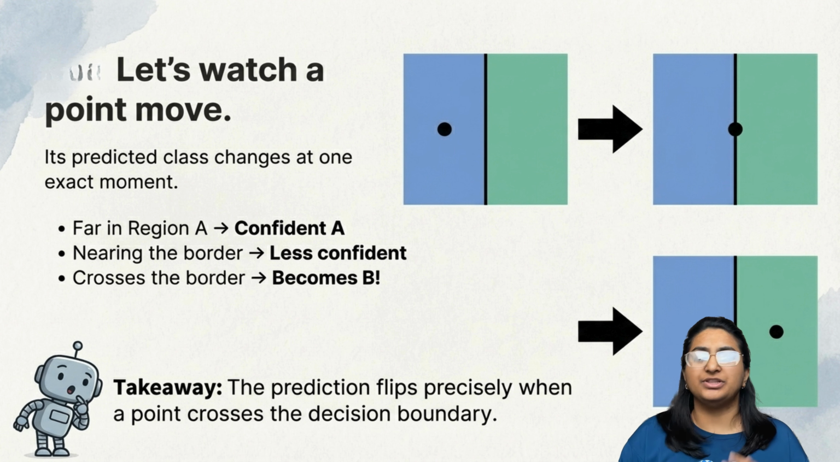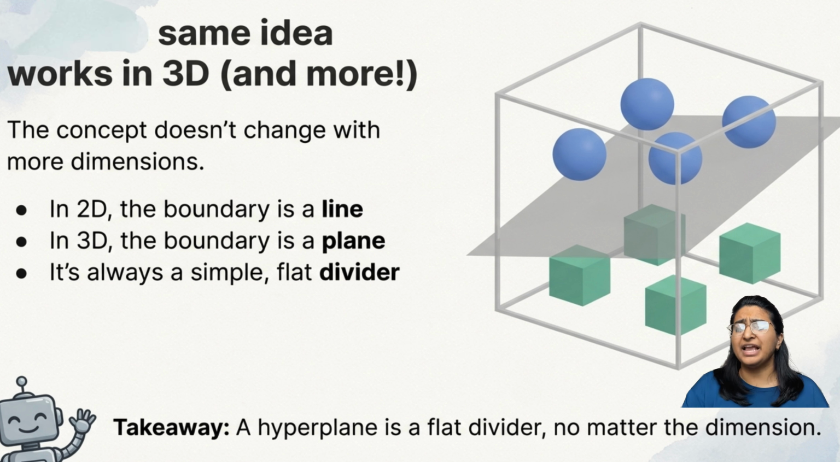Now let's finish with the 2D to 3D jump. In 2D, the boundary is a line. In 3D, the boundary becomes a plane, a flat sheet. But the idea never changes. It's always a flat divider that splits the space into regions. So don't fear the higher dimension. The word changes, but the picture stays the same.